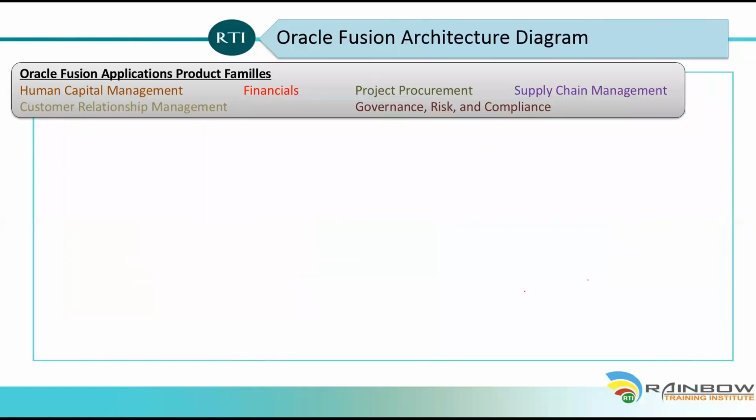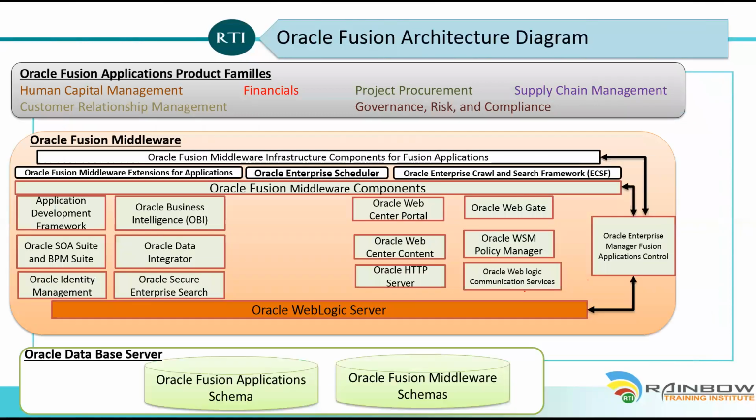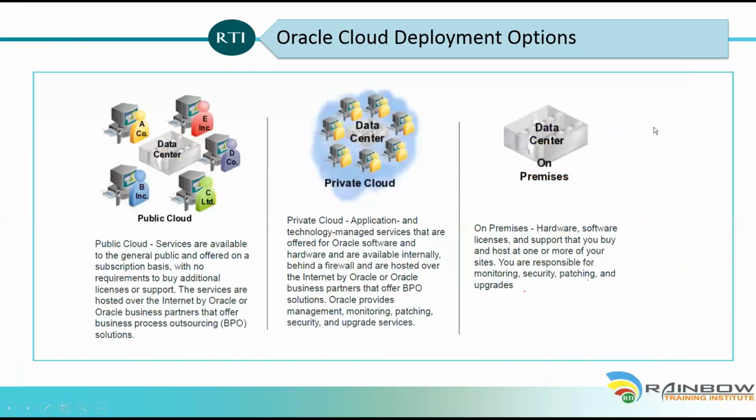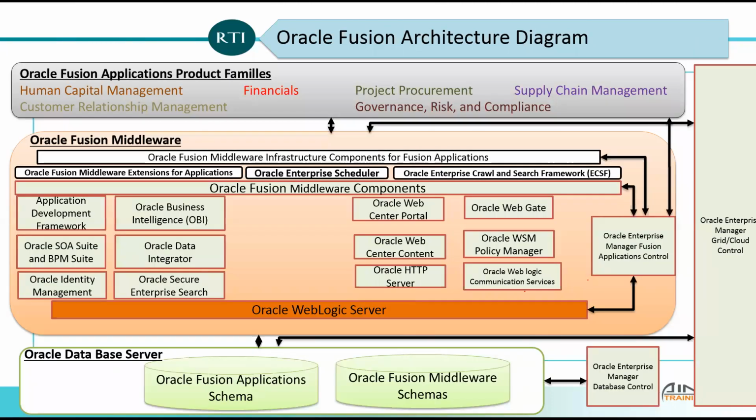So we have the product families, all the products, and we have the Fusion middleware, and we have the Fusion database server, and these three things should again talk together. Oracle Enterprise Manager Database Control will enable these databases to talk to each other, and we have something called Grid Control or Cloud Control, Oracle Enterprise Manager Cloud Control, which enables all these applications to talk together. So that is the Fusion architecture.